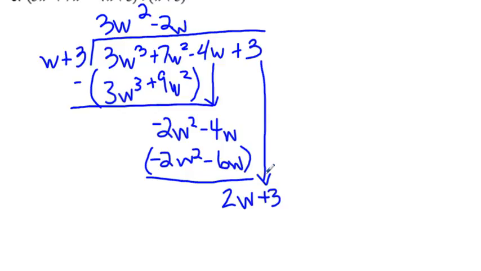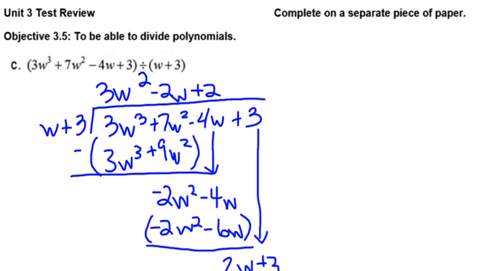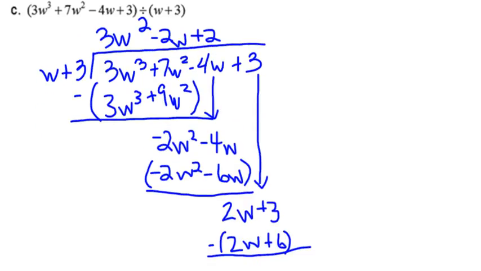Again, we repeat the process. I'm starting with w. What would I have to multiply that by to get 2w? I should multiply by 2. So if I take each term in my divisor and multiply by 2, I would have 2w plus 6. And again, at this point, after we multiply, we have to subtract. Well, 2w minus 2w, that would be a 0. 3 minus 6, that would end up being a negative 3.